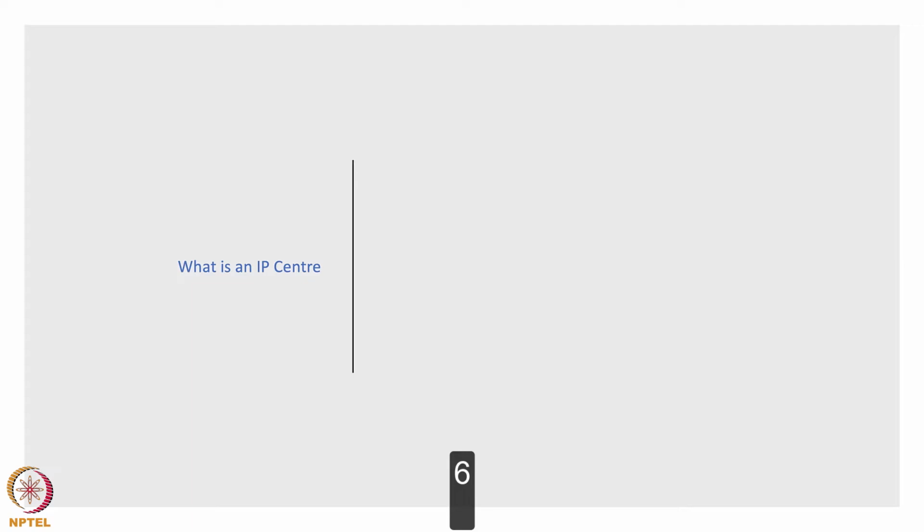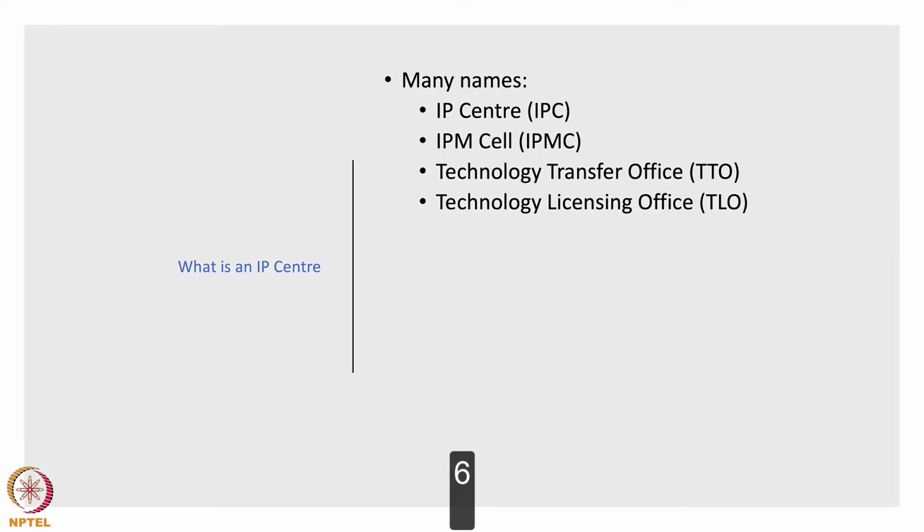Now, what is an IP center? The IP center is known by many names. It's called the IP center. In some places, it's called the IPM cell. In the West, it's called the Technology Transfer Office or the Technology Licensing Office. Now, by and large, they perform the same function. And we know an IP center by the function it performs.